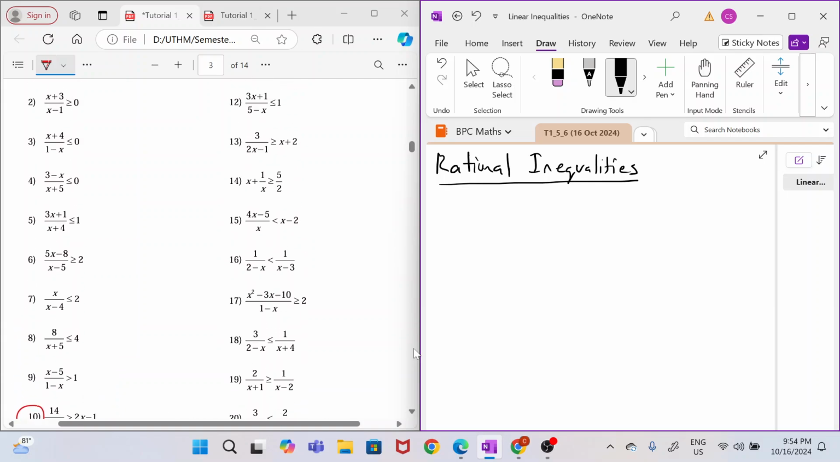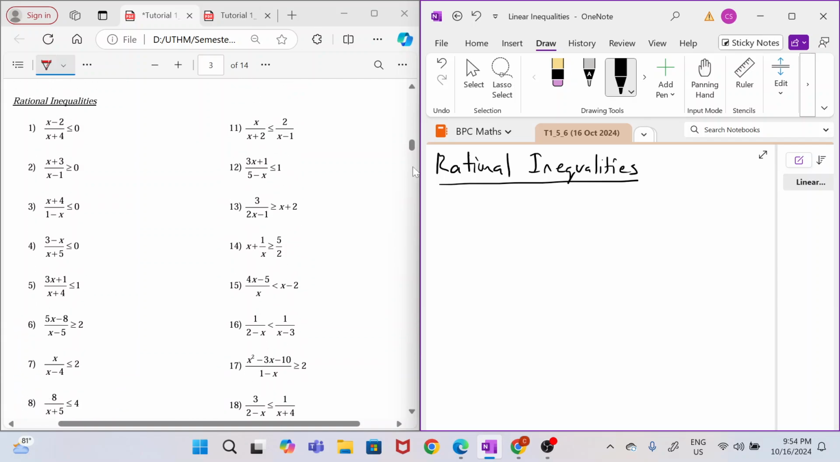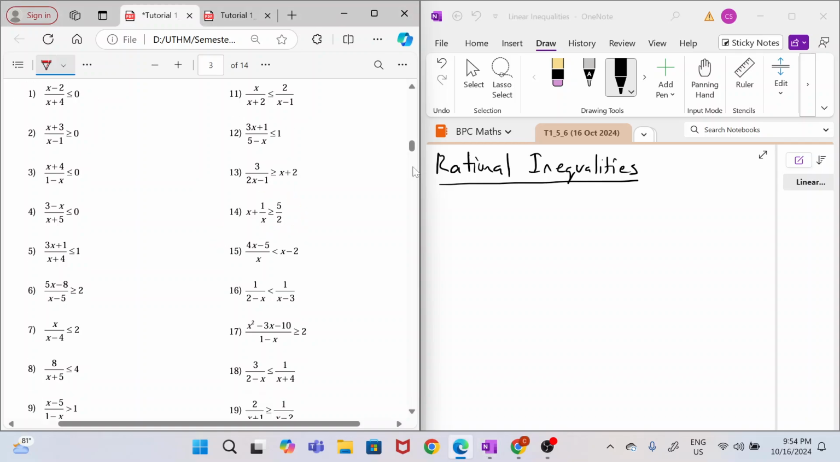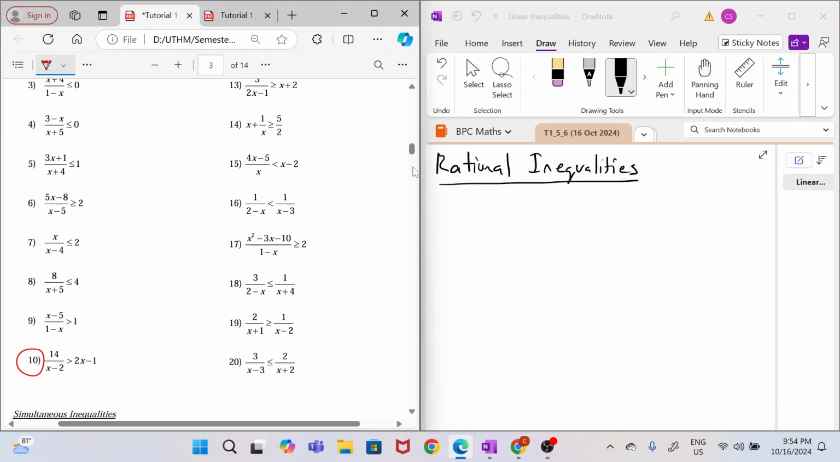Actually, I wanted to do this type of question, 14 and 17, but then I leave it to you. You guys try first. If I solve everything, then there's nothing for you to try. At least you try first, see whether you get the answer or not. Here, let me do the 20 here.